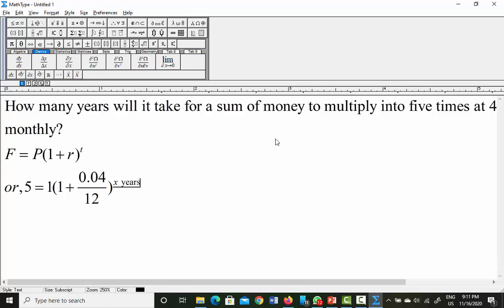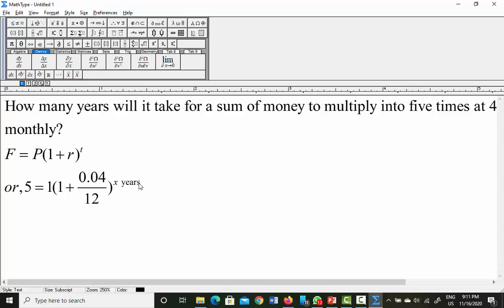So let us assume that T is X years. That means we are assuming that it will take X years for 1 taka to become 5 taka at a 4% interest rate.